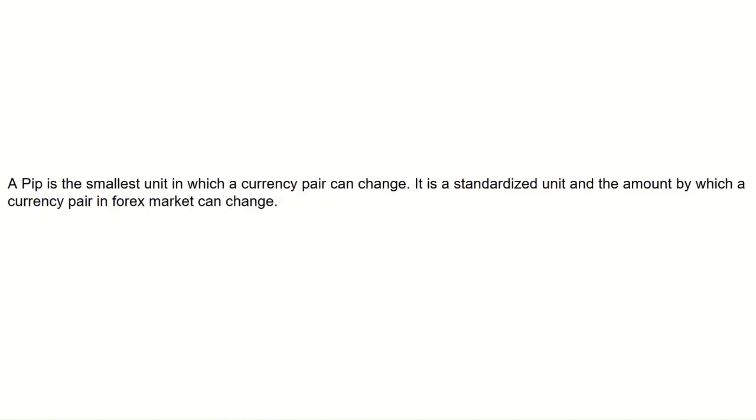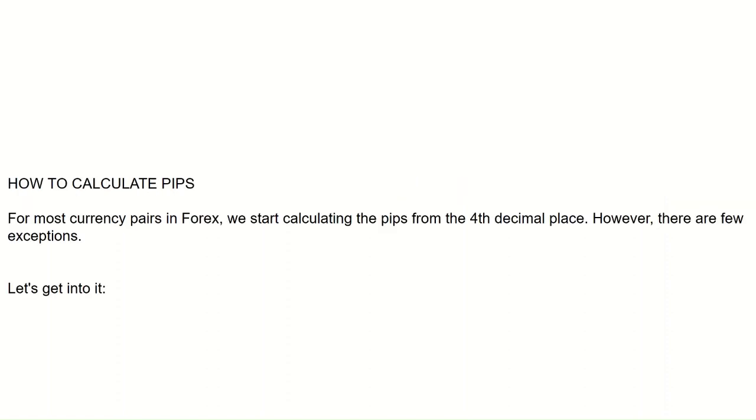So let's go to pips calculation. How do we calculate pips in forex? We already said that pips is one of the most important things you need to know in forex, so it is only wise for you to know how to calculate pips. Pips is the smallest unit in which a currency pair can change. It is a standardized unit and the amount by which a currency pair in the foreign exchange market can change, like I've said earlier. So let's go into how to calculate pips.